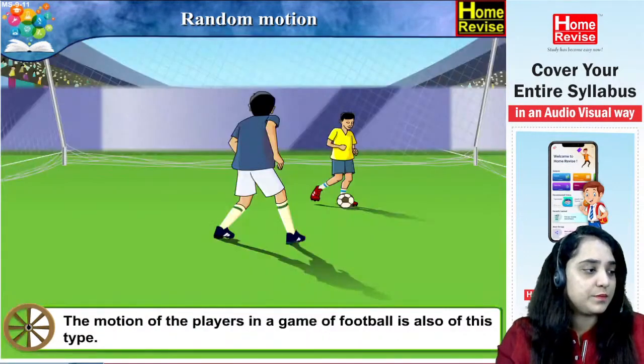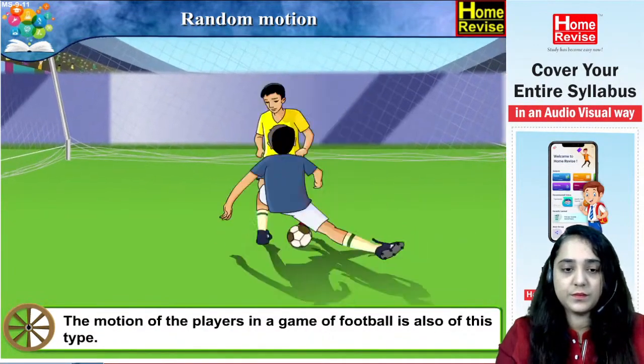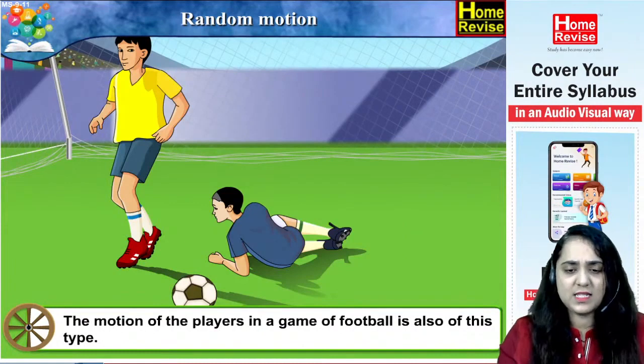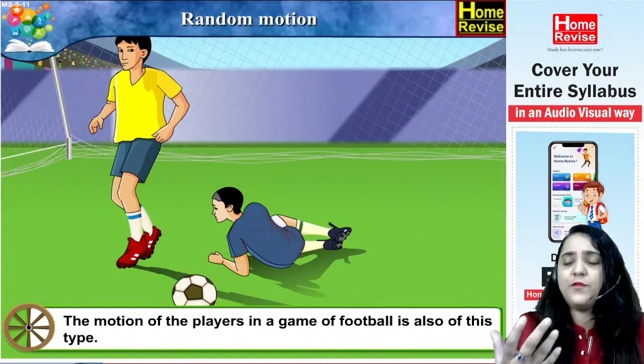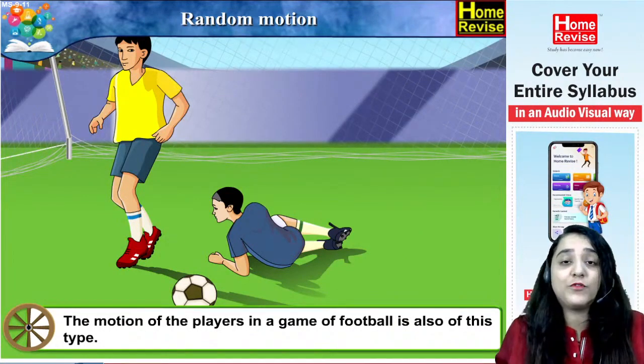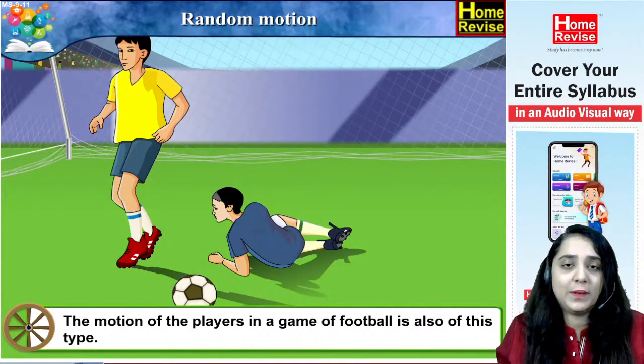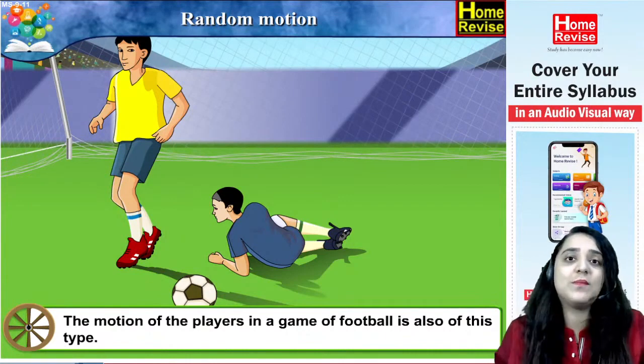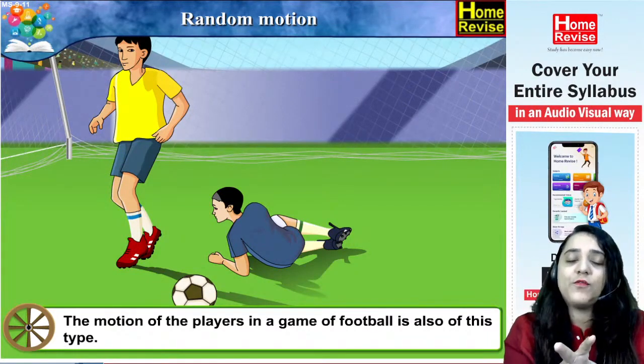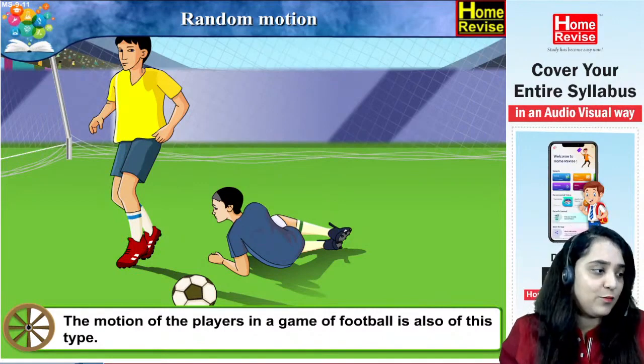The motion of the players in a game of football is also of this type. Basically, you are playing football. A football can come from any side. You have to chase the football, you have to block the ball, whatever you have to do in football, you will do it accordingly, right? If you go in the same direction, that is not possible. So while playing football also, you are using random motion only.